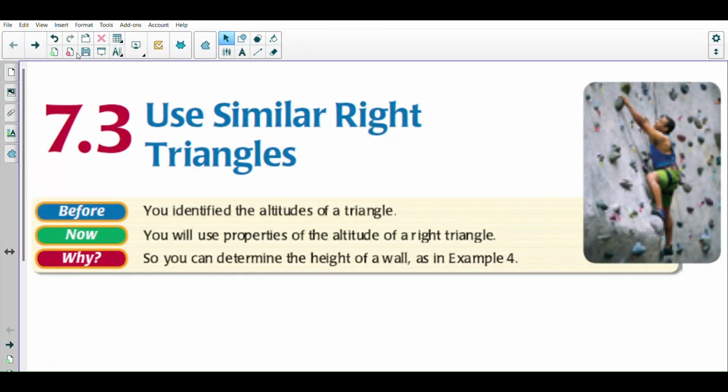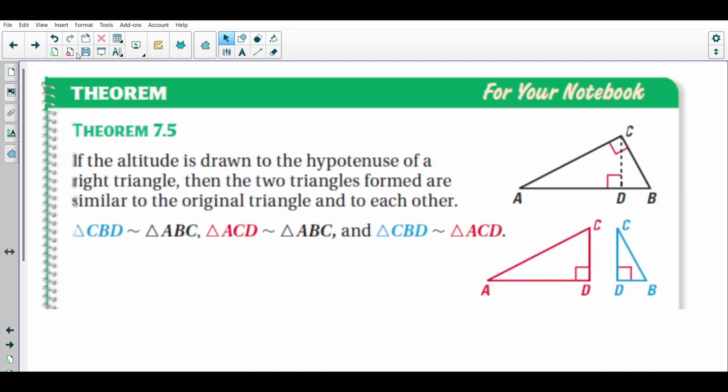In today's video, we'll look at section 7.3, use similar right triangles. Before, we looked at the altitudes of triangles. Now we're going to use the properties of the altitudes of a right triangle. This is going to help us solve some problems in finding more unknown lengths. The first theorem we want to look at is theorem 7.5.